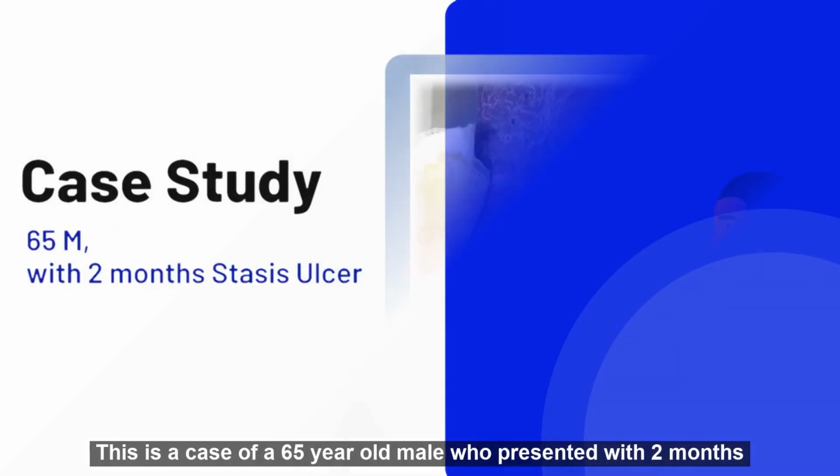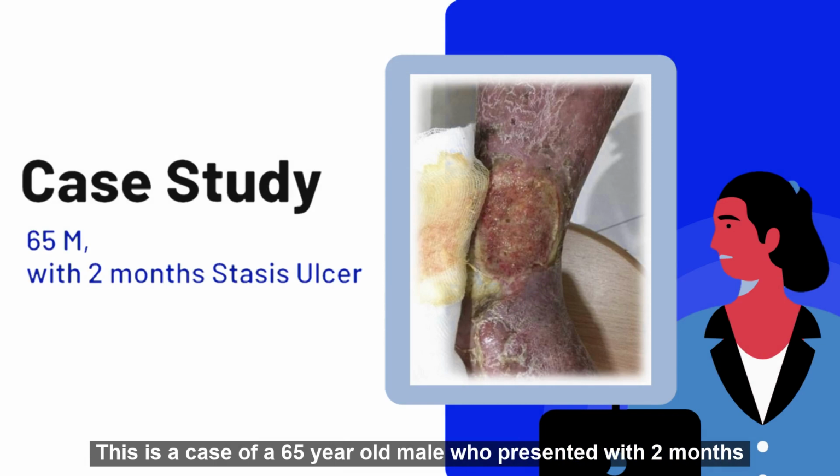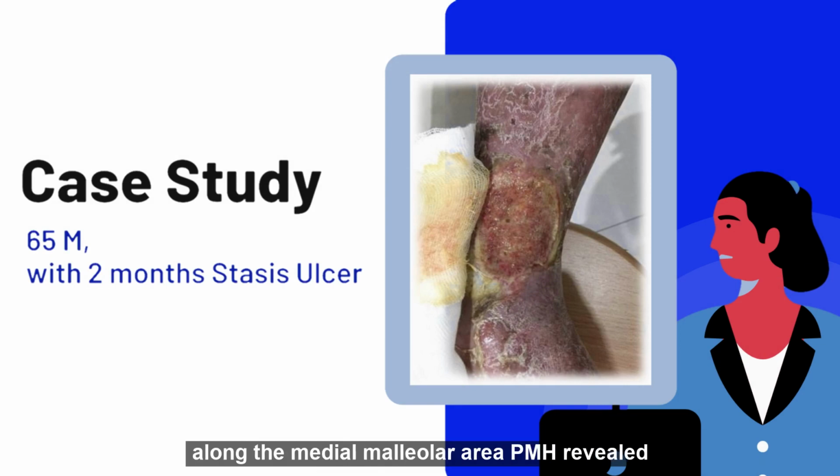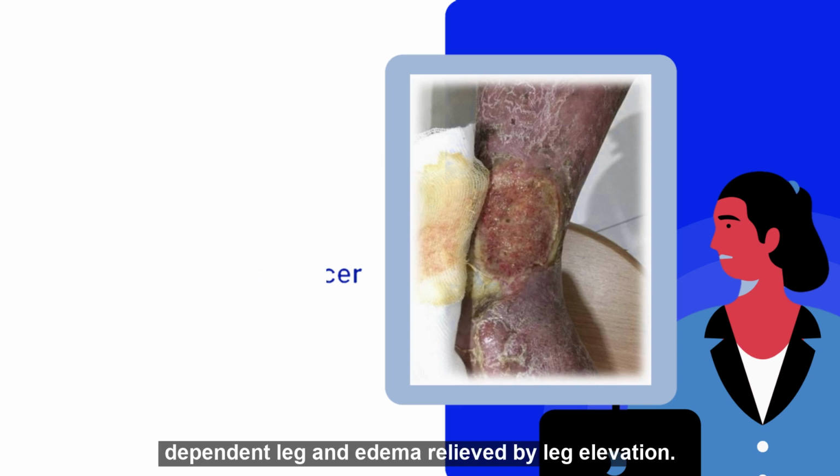This is a case of a 65-year-old male who presented with 2 months history of weeping, foul-smelling stasis ulcer on the left lower leg along the medial malleolar area. Past medical history revealed dependent leg edema and relieved by leg elevation.